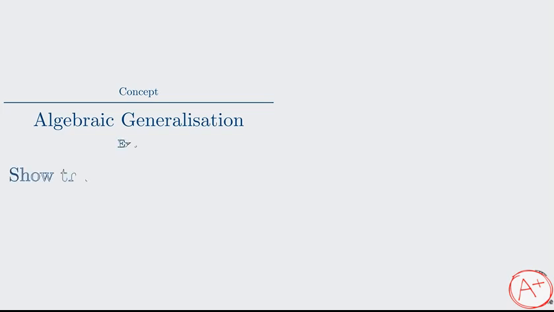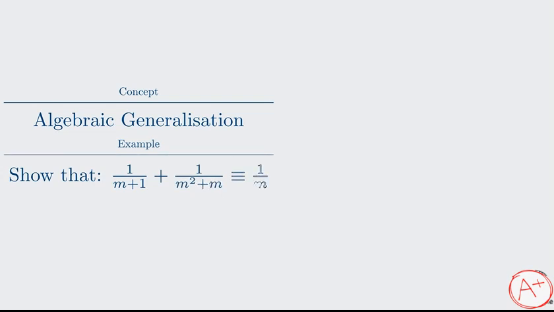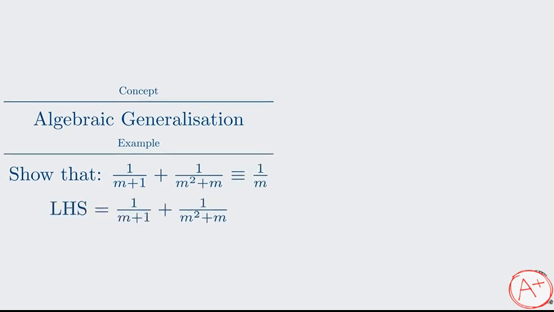Now, let's apply the same logic to variables. This is where deductive proof becomes powerful, as it allows us to prove a relationship for infinitely many numbers at once. Show that 1/(m+1) + 1/(m²+m) is identical to 1/m. We begin with the left-hand side.